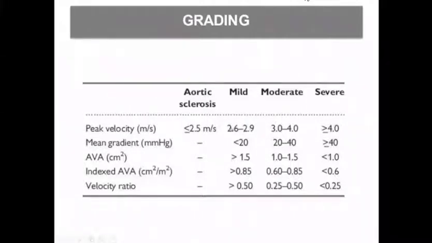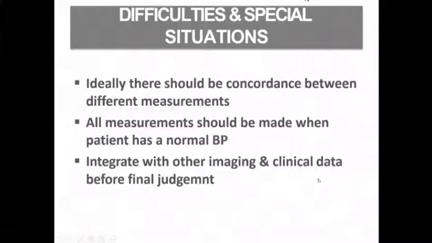Mild to moderate. In the previous slides we have discussed that a peak velocity more than 4 is severe, a mean gradient more than 40 is severe, a valve area less than 1 is severe, the indexed area of 0.6 centimeter square, and a velocity ratio less than 0.25. That was severe aortic stenosis.